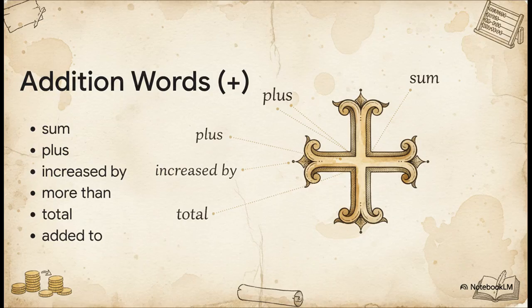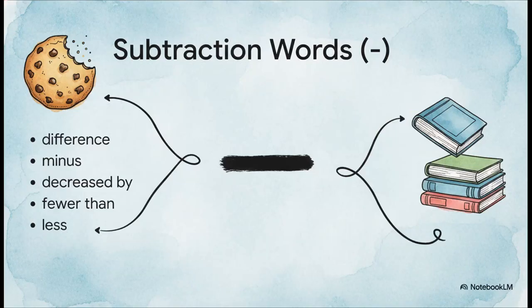But just like in English, there are a bunch of ways to say the same thing. So while sum is the main keyword for addition, you'll also see stuff like increased by or more than. Whenever you spot one of those, your brain should just go, aha, that's a plus sign. And it's the exact same deal for subtraction. Difference is the fancy official word, but you'll also see things like minus, decreased by, or fewer than. They all scream the same thing. We're taking something away. It's subtraction.